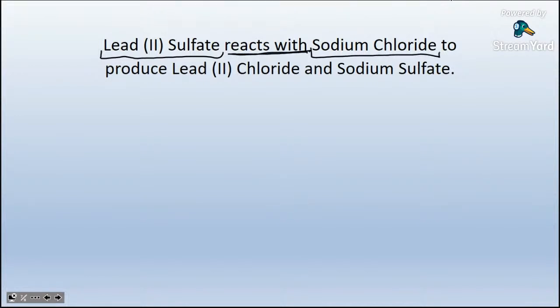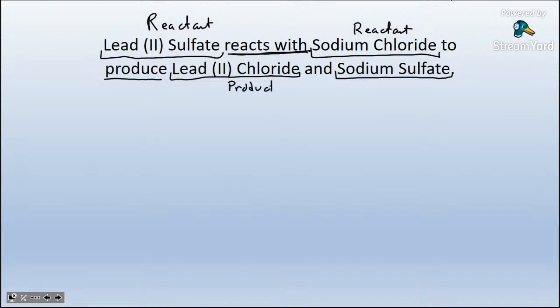Well, if it's reacting with it, then that means that my lead sulfate has to be a reactant and my sodium chloride has to be a reactant. To produce, well, if it's producing, then it's going to be a product. It tells me it produces lead 2 chloride and sodium sulfate. So these would be my products. Okay. So now that's step 1.